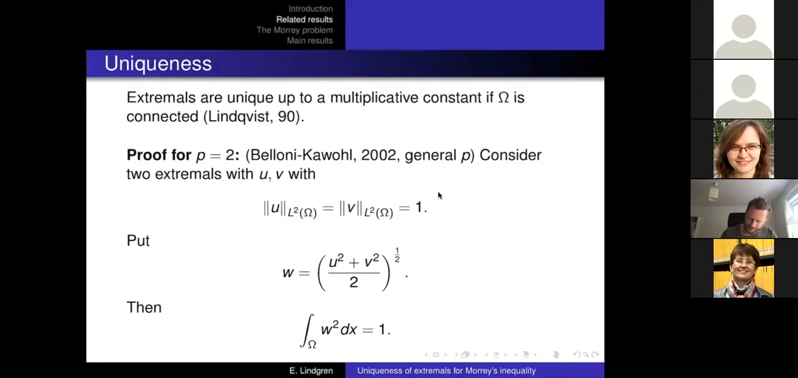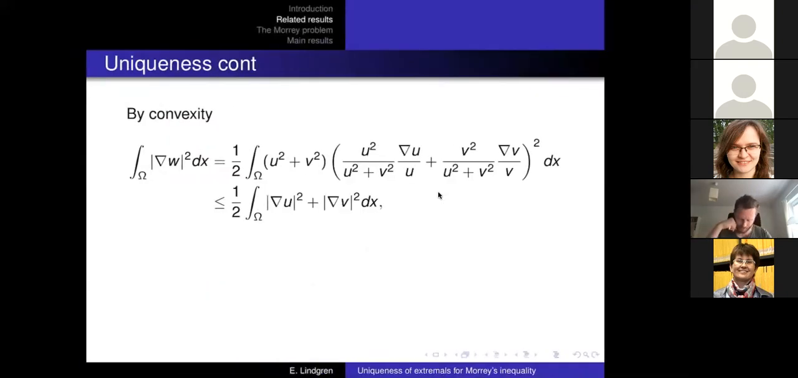So what happens? Well, if you compute the gradient of w and you make some rearrangement, you can see that in fact you have this inequality here. And what do we have here? Well, we have this coefficient in terms of gradient u in front of gradient u over u, and this coefficient here in front of gradient v over v. So if you sum this and this up, this sums up to 1.